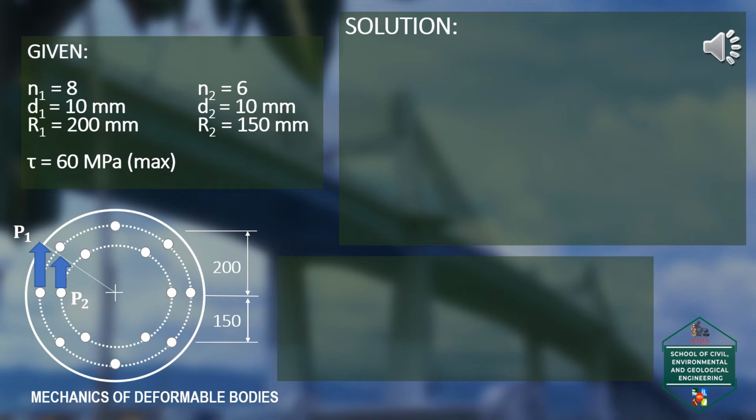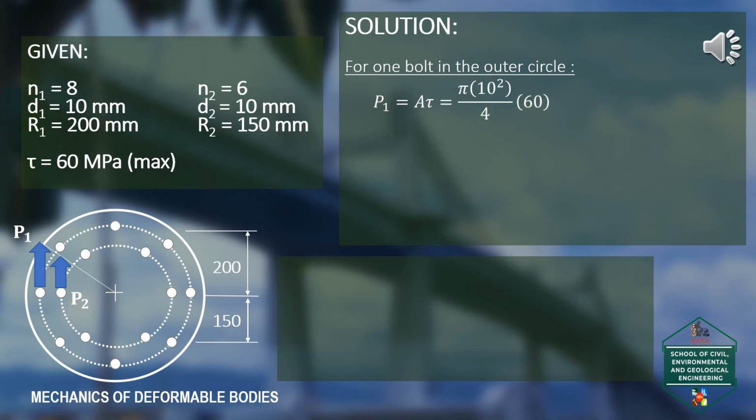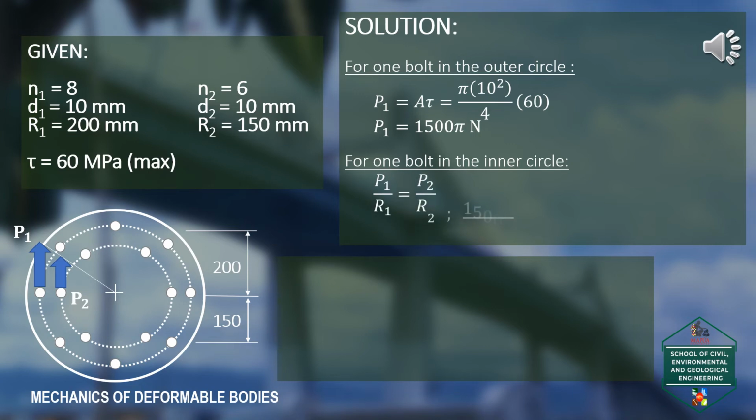which is 60 MPa. First, let us determine the shear force on the outer concentric circle of bolts. P sub 1 is equal to area of the bolt times the maximum shear stress. Substituting the necessary values, we acquired 1500 pi newtons for one bolt in the outer circle. Consequently, solving for the shear force in the inner circle by using the simplified formula P1 over R1 equals P2 over R2. Substitute P1 obtained in the outer circle, R1, and R2. We attained P2 equals 1125 pi newtons.